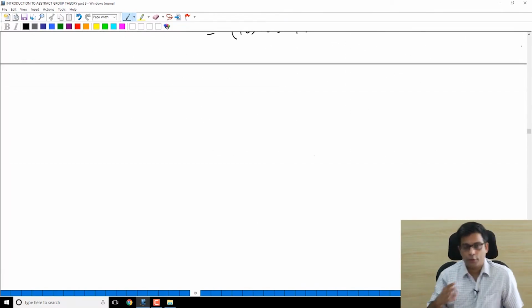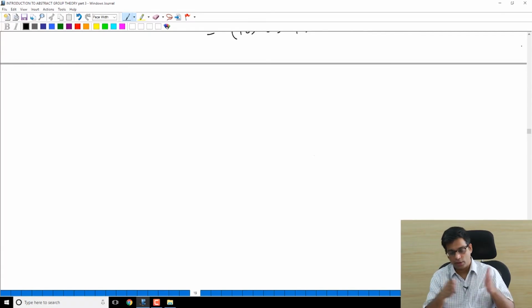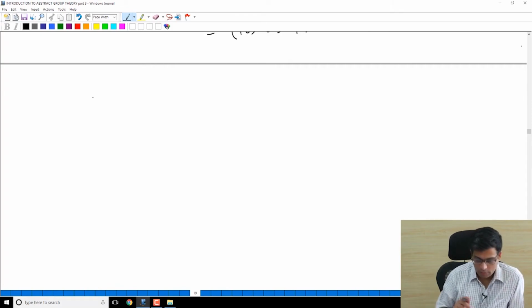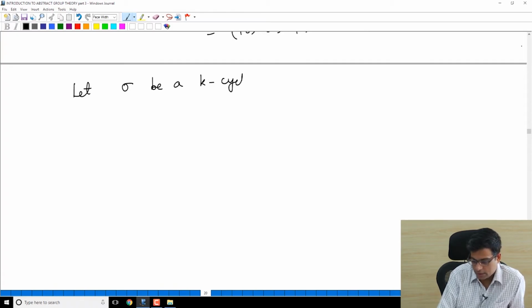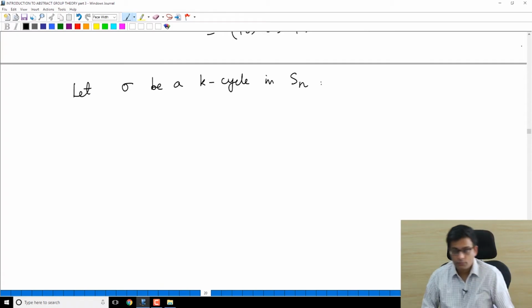Okay. So the two important properties of cycle decomposition that we have learned so far is every element of Sn has a cycle decomposition, and the order in which we write the cycles in the decomposition is irrelevant. So the order in which we write is not important. We can write it in any order. So some other properties of cycle decomposition. So consider a k cycle in Sn. Let sigma be a k cycle in Sn.